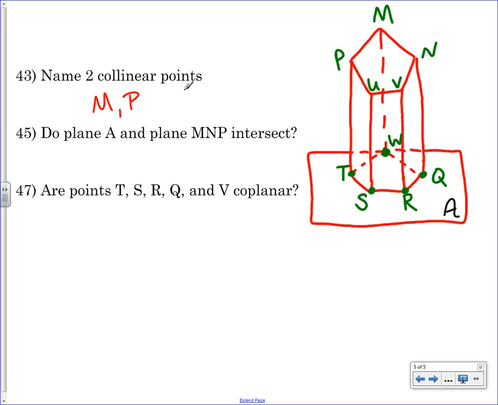To plane A, this is plane A, the bottom one, okay? And plane MNP. Plane MNP is this one. A plane does not always have to look like a rectangle on its side. It can be any shape. It could be a triangle. It could be a pentagon. It could be a square. That's still a plane, okay?